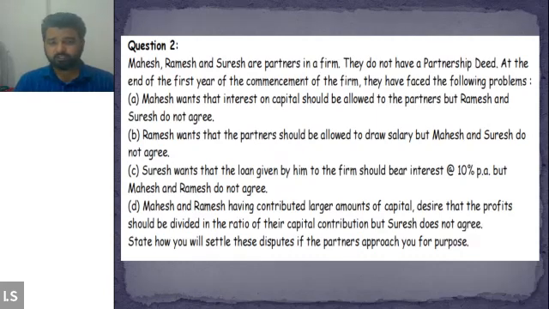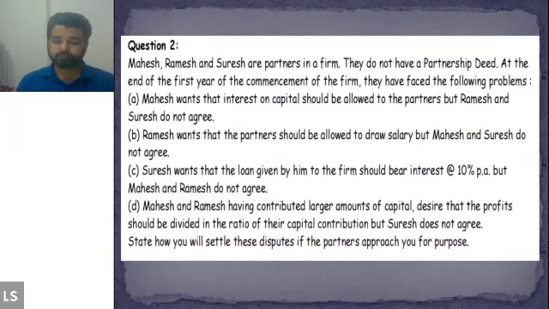Next point, C. Suresh wants that the loan given by him to the firm should bear interest at the rate of 10% per annum. But Mahesh and Ramesh are not agreeing upon this. Tell me whether Suresh will be entitled to claim 10% interest on his loan to the firm, keeping in mind that there is no agreement regarding payment of interest.